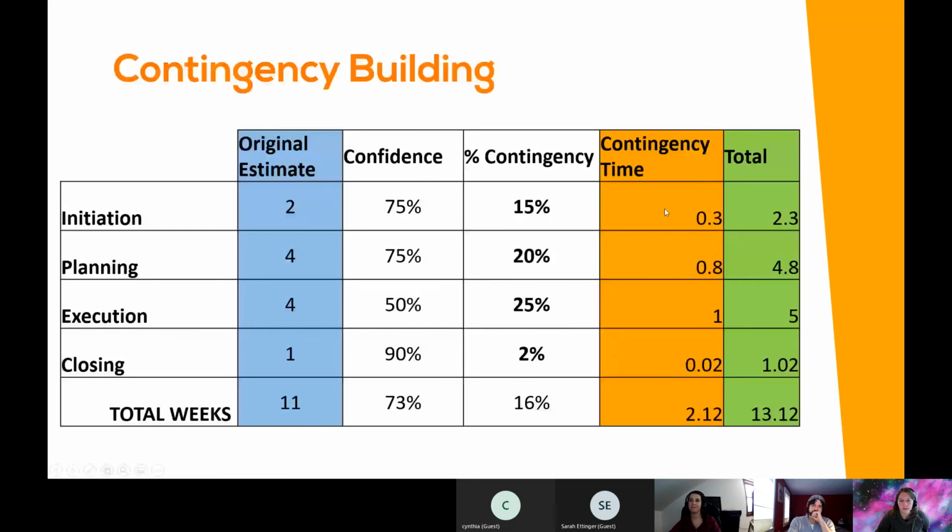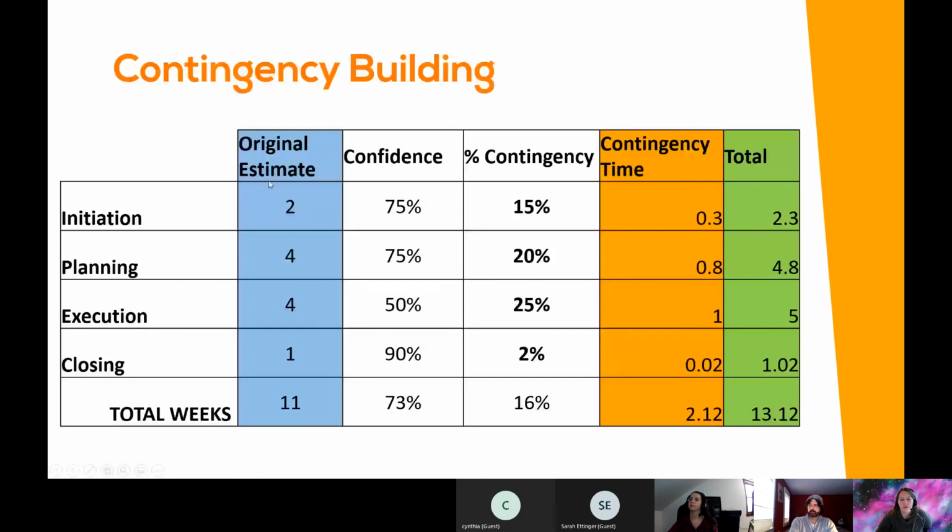You have to decide your own measurement. So same idea: you take an original effort and ask, how confident am I, or what contingency do I want. Okay, I want 20% contingency here, so that means I'm actually saying 4.8. One of the things with this, and I have this total over here, 13, it's really important. So the contingency time is 2 months.